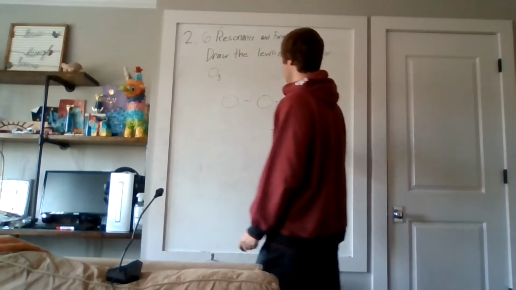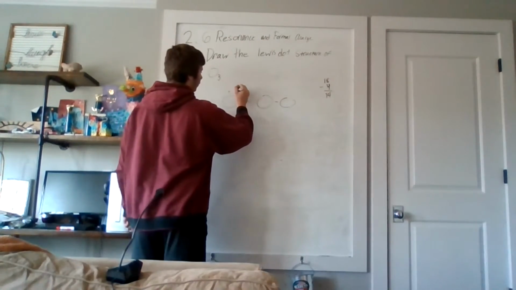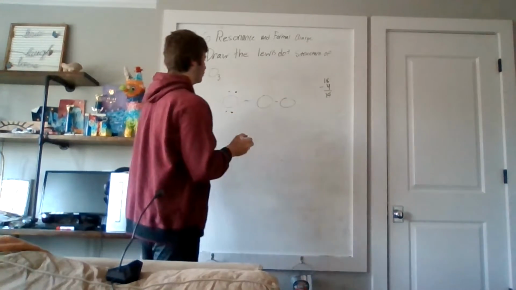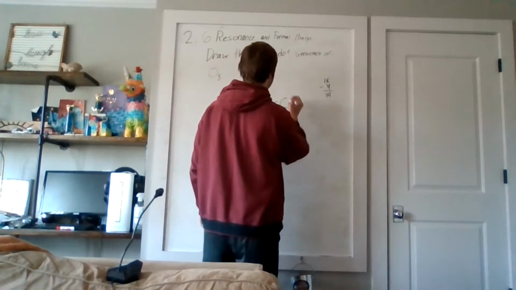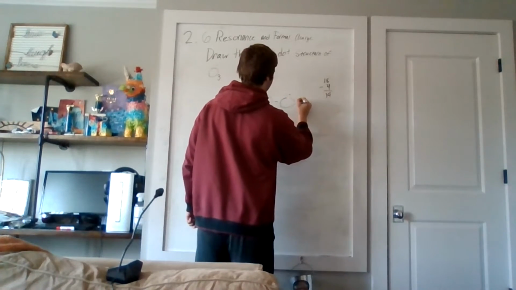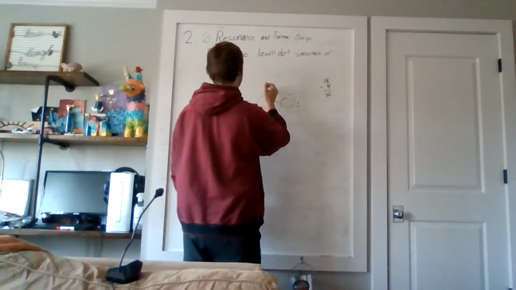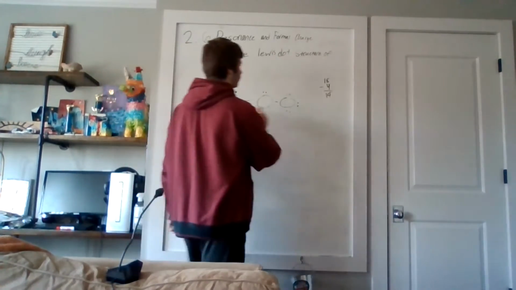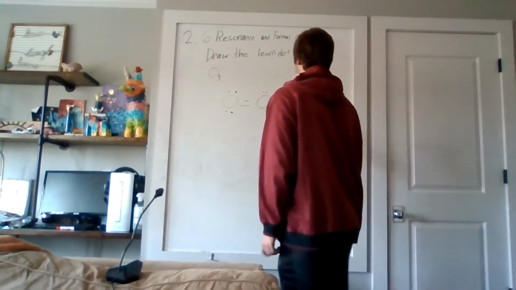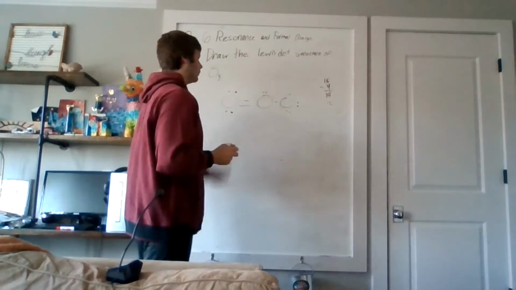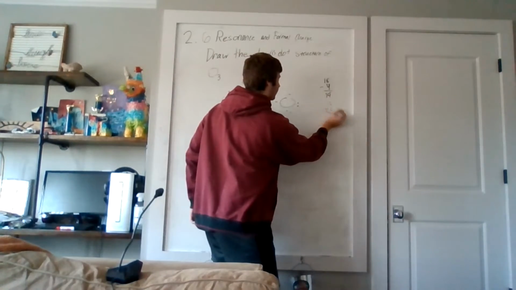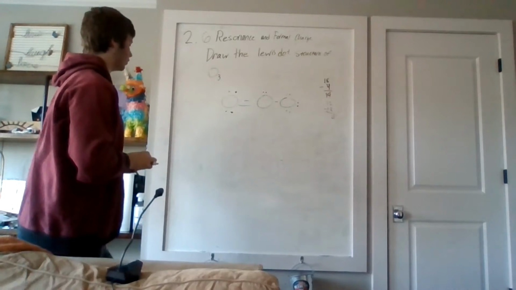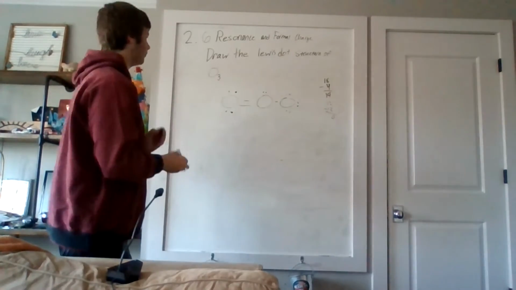So we need to do 2 pairs of electrons for 1, a double bond, 3 pairs for the other, and 1 for the center. And that should be 2, so that's 12, 6, 6. So that gives us our Lewis dot structure of ozone.